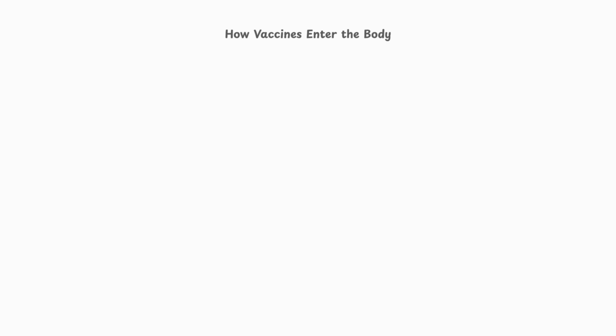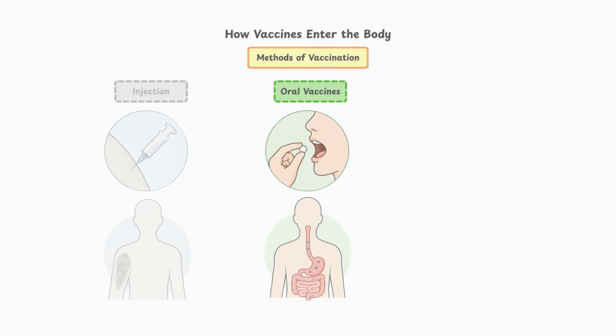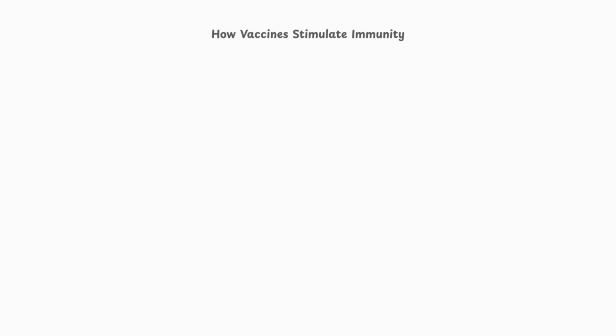Once a vaccine has been created, the next step is getting it into the body so the immune system can begin learning from it. Vaccines can enter the body in different ways. Many vaccines are given by injection directly into the muscle. Others may be taken orally, while some are delivered as nasal sprays. Regardless of the method used, the goal is the same: to expose the immune system to harmless antigens and stimulate the production of a protective immune response. Although the vaccine is harmless, it still activates the body's defense system and begins the process of building protection.